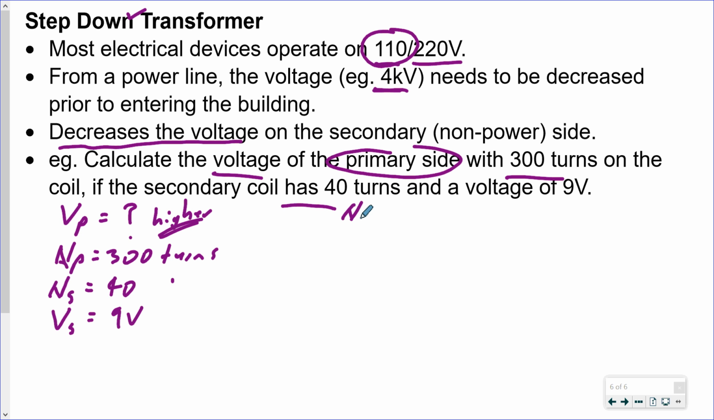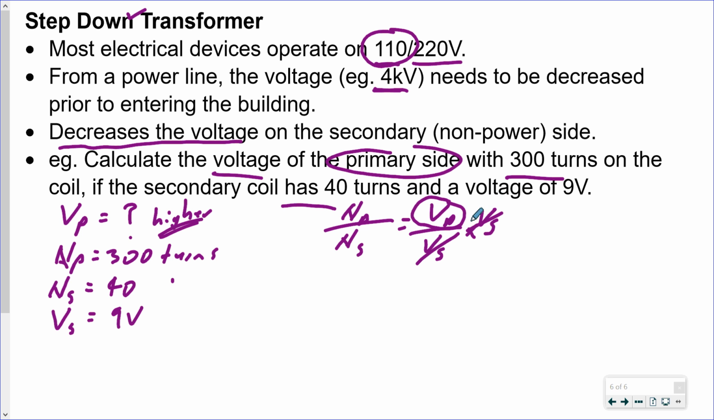So again, our equation, I'll write it down one more time. NP divided by NS is equal to VP divided by VS. That previous one was actually more difficult to manipulate than this one. Here we're solving for the VP. Let me show you another way to get rid of this VS. If it's in the denominator and I want to get rid of it, I need to multiply by the same thing. Okay, they then cancel out.